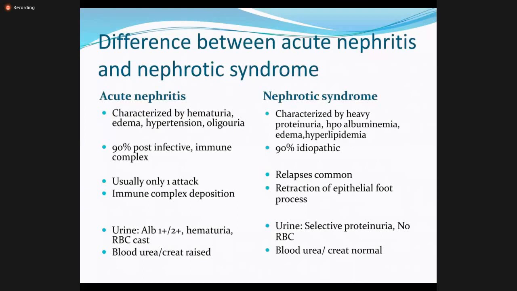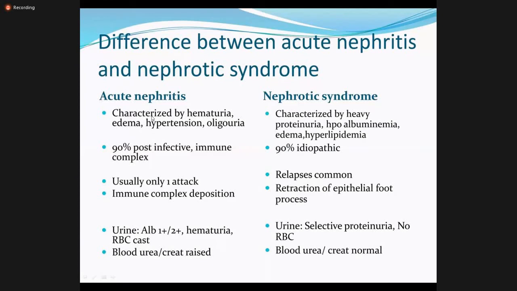And finally, we discuss the difference between acute nephritis and nephrotic syndrome. In acute nephritis, the basic characteristics are hematuria, hypertension, oliguria, and edema, as compared to nephrotic syndrome, where they usually have proteinuria, hypoalbuminemia, and edema is more prominent. 90% of acute nephritis patients are post-infective, and 10% have other causes. In nephrotic syndrome, 90% of the patients have an idiopathic cause.